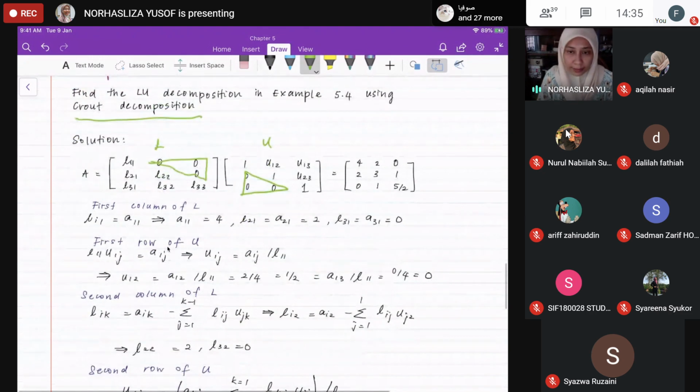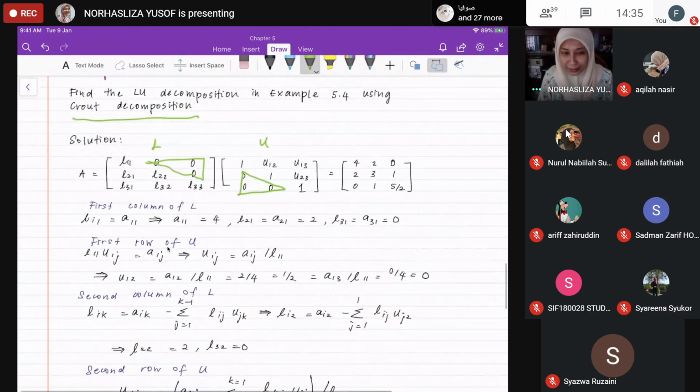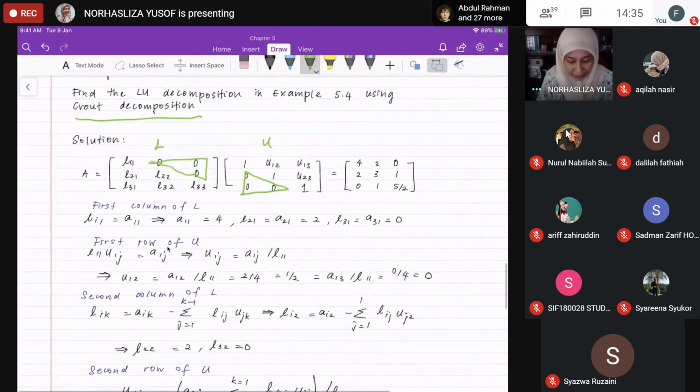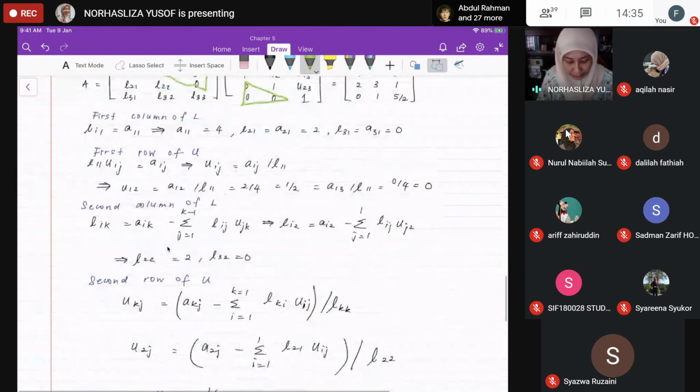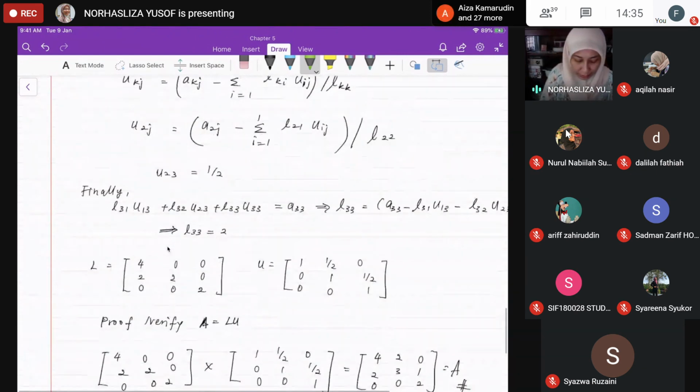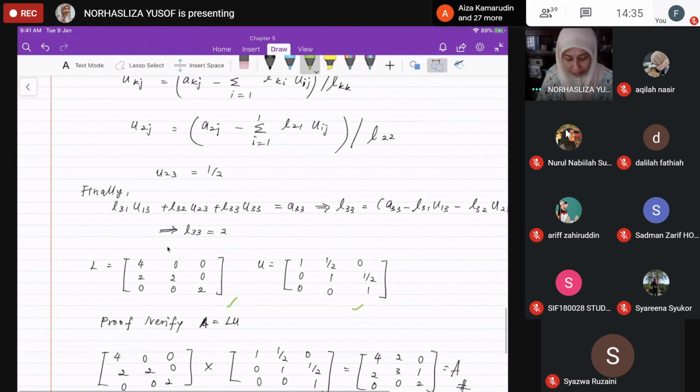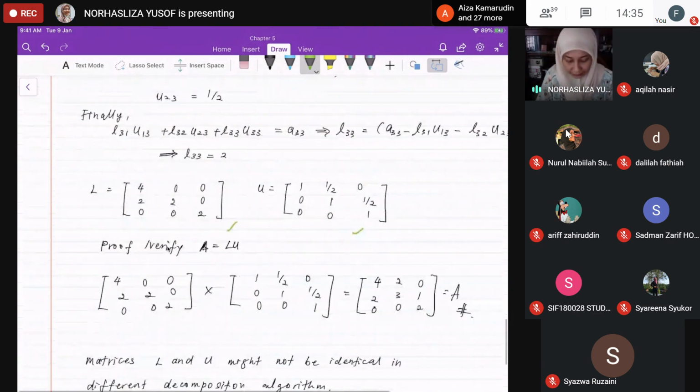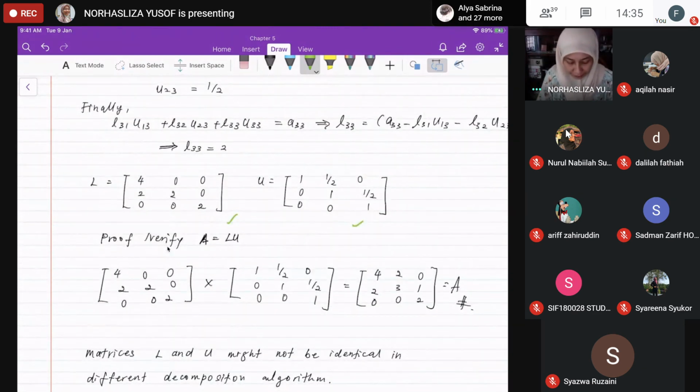You can see the crowd is a bit crowded. It's a lot of steps, right? So this is the idea you can reduce, and finally you can get what is your L and U. Okay, again you have to verify the matrices. If you do the same matrices by using different methods, you can see that your L and U might be different. Okay, because of the condition.